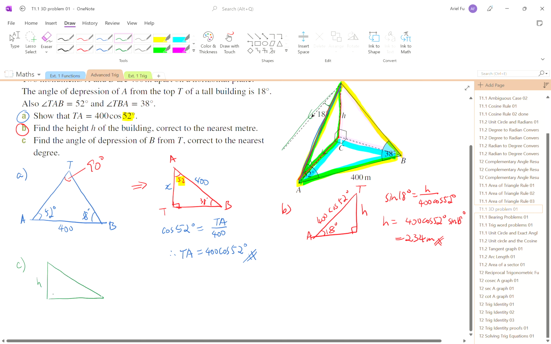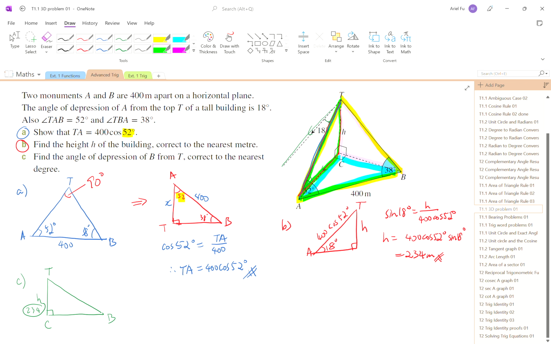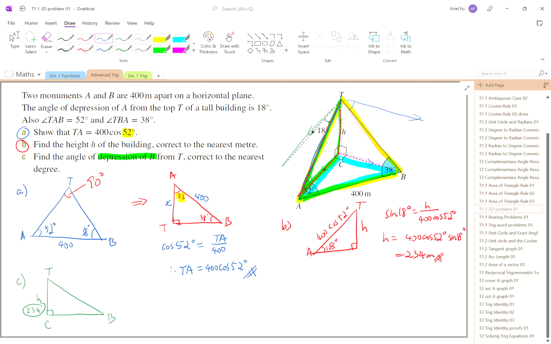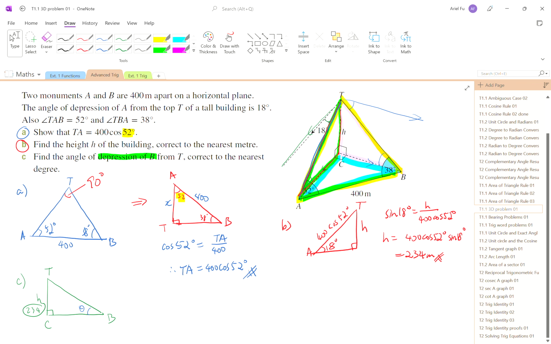This is H, which we already found out was 234. I can replace that. I know this is T, I know this is C, and I know this is B. And I am looking for the angle of depression. What is the angle of depression? If you can imagine, there's a parallel line here that is parallel to the ground. This is the angle of depression from T looking down at B, which is the same as the angle of elevation from B looking back up at T, which is this. I'm looking for this theta, right?